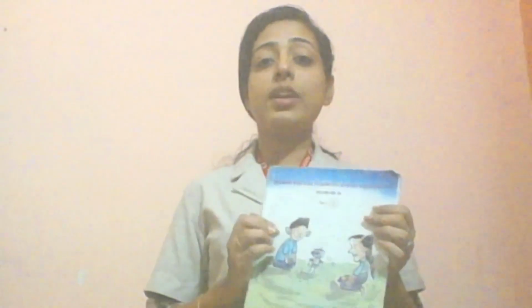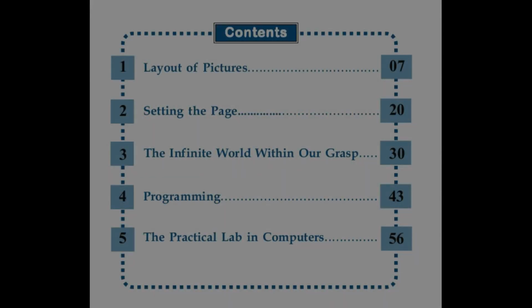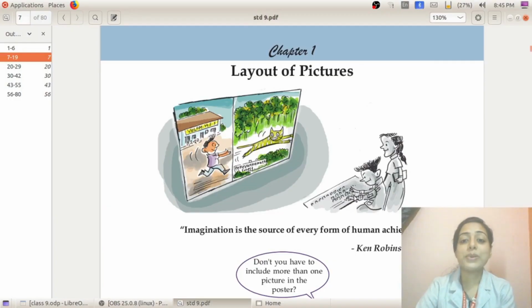So shall we start? This is your IT textbook, part 1. And it has 5 chapters in part 1. This class, I'm going to take the first chapter, layout of pictures. Let's have a look into our textbook. So this is first page of chapter 1, layout of pictures. From the chapter name, it implies it deals with pictures or images, isn't it?